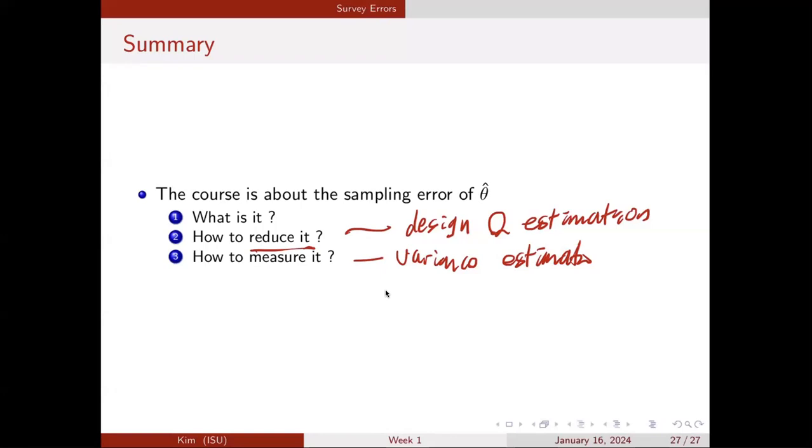This course is about the sampling error, how to reduce it and how to measure it. To reduce it is more interesting, right? By applying a better sampling design or a better estimation strategy, we can have a smaller variance. Okay, I think that's all for the first part of the lecture.